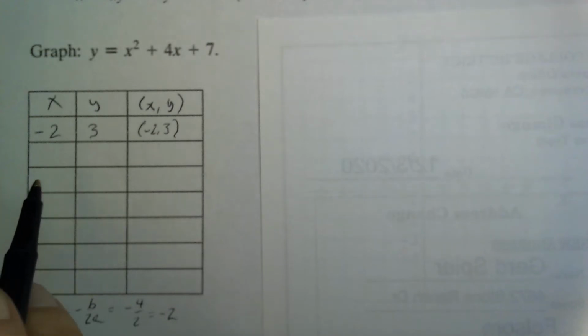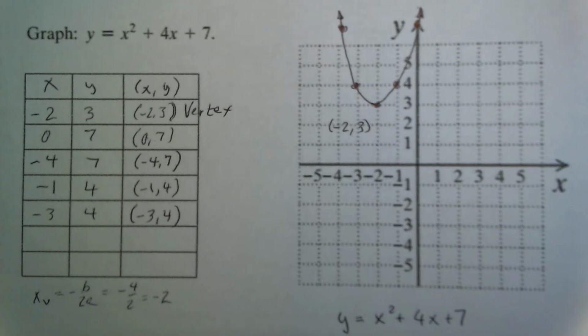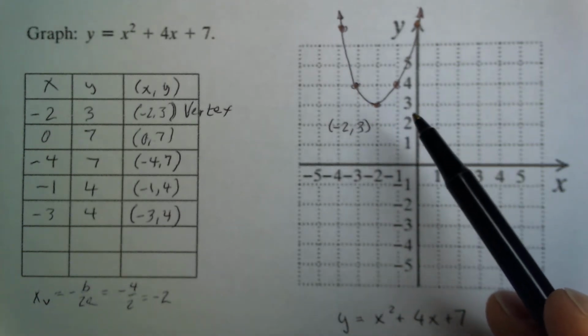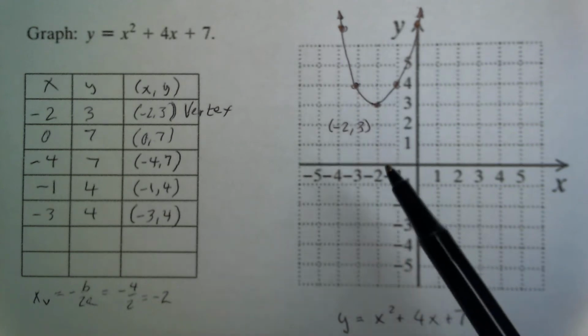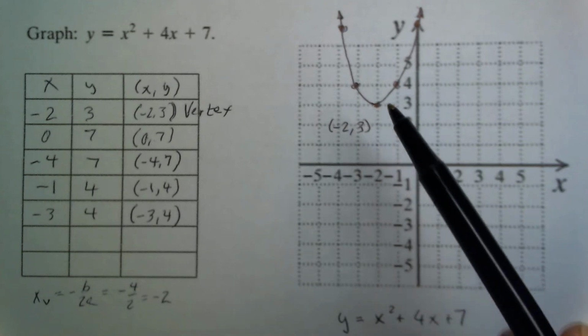And since this is an upward opening parabola, the vertex is a minimum, which also tells us that there are no real x-intercepts. The y-intercept is when x equals 0 and y equals 7. So we have 0, 7 as another point. By computing a few more ordered pairs and then plotting them in the xy coordinate plane, we can draw the graph of y equals x squared plus 4x plus 7 with a vertex at minus 2, 3.